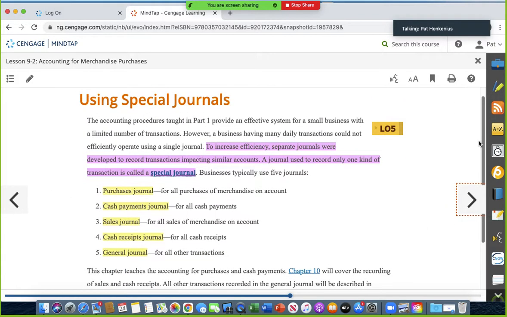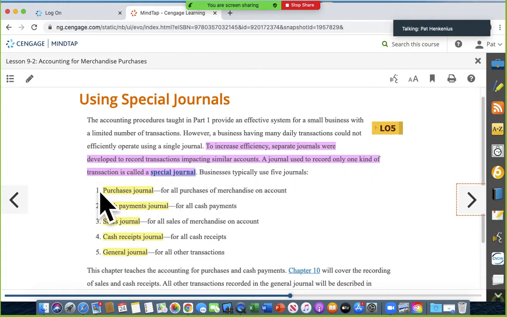Okay. Special journals. We used to just do the general journal, right? That's all we've done, 8 chapters. Well, this chapter, we're going to learn about the purchases journal and the cash payments journal. The sales journal and cash receipts journal we'll learn about in chapter 10. And then a bunch of different special things that we do will be in the general journal, chapter 11. Okay? So what is a special journal?